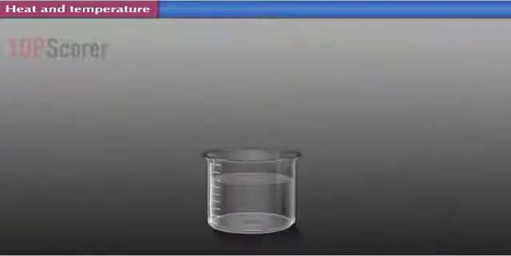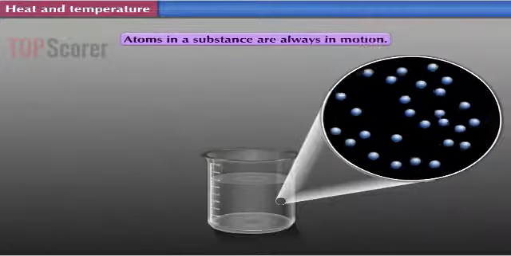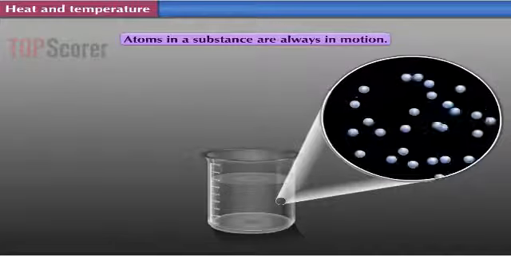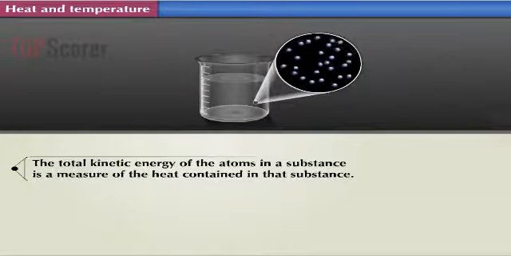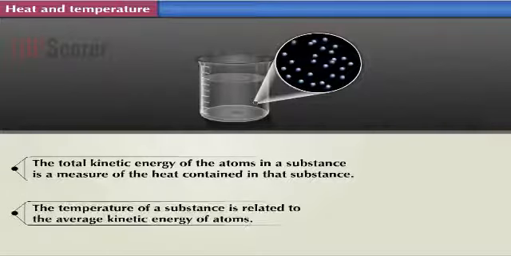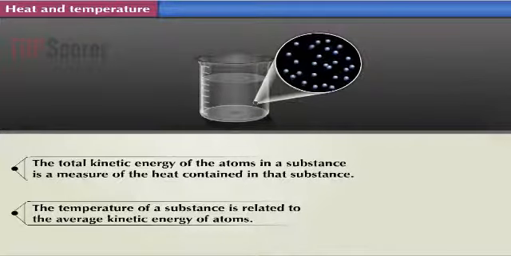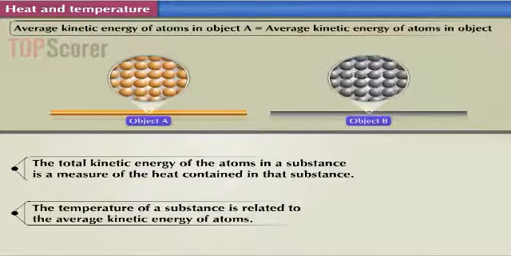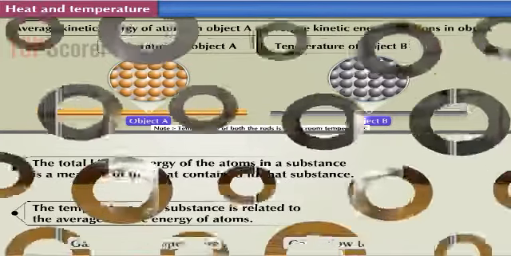In the previous grade, we learned that a substance is made of atoms. Atoms in a substance are always in motion. The total kinetic energy of the atoms in a substance is a measure of the heat contained in that substance, while the temperature of a substance is related to the average kinetic energy of atoms. Suppose the average kinetic energy of atoms in 2 objects is equal. Then their temperatures will also be equal.